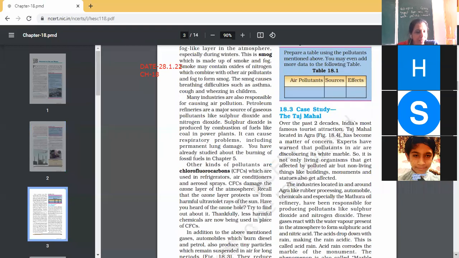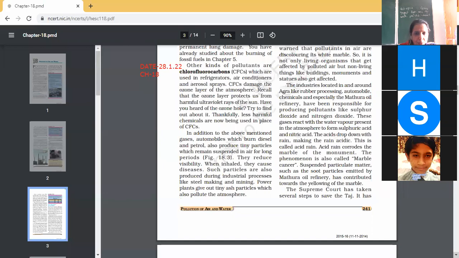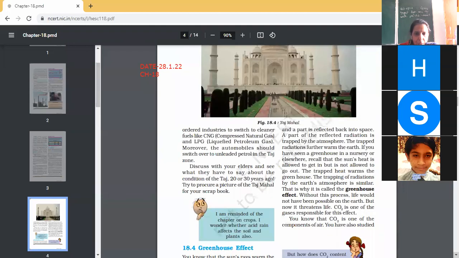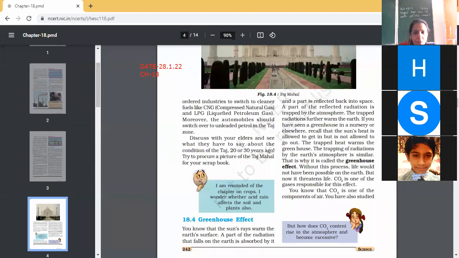Plus, acid rain is also a reason, because acid rain does not only affect the living, it also affects the non-living components. Afterwards, we discussed the steps the Supreme Court has taken, like shifting to CNG vehicles, LPG used at our homes, and unleaded petrol. So children, till here we read.